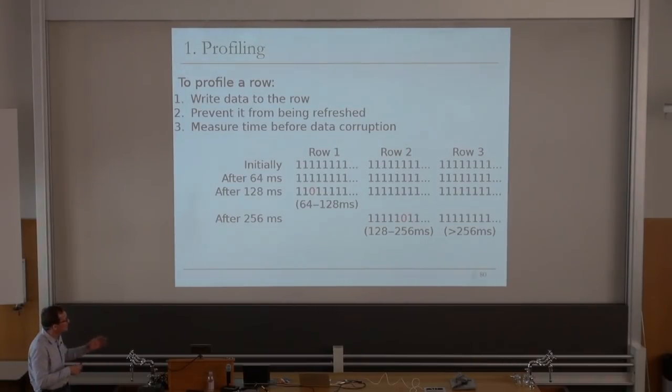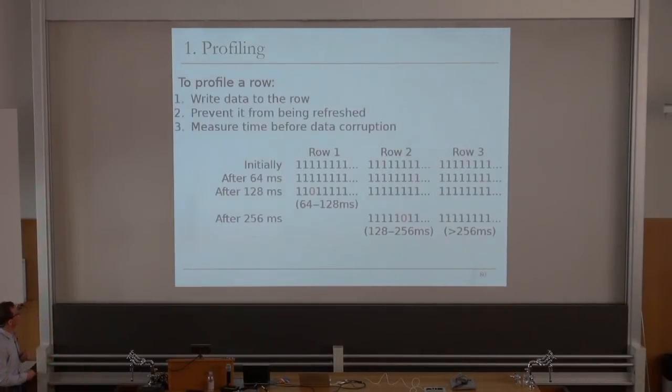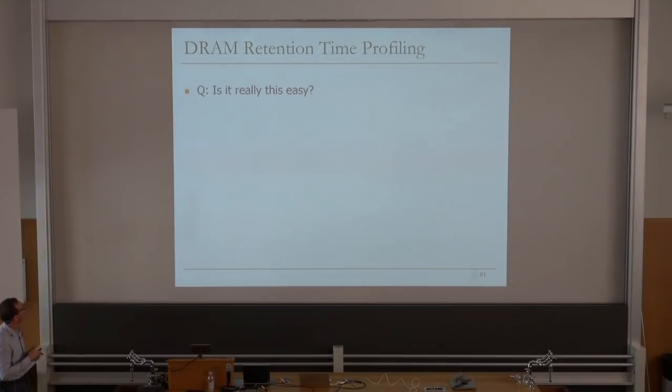In this case, we're trying to distinguish between different parts of DRAM. So this is the key problem. Is it really this easy? You write some data. You leave it for some time. You measure when it gets corrupted for different values of n. And as a result, you declare victory. You say the retention time of this row is 64 milliseconds. The retention time of this row is 128 milliseconds. The retention time of this row is 256 milliseconds. Right. Turns out it's not that easy.